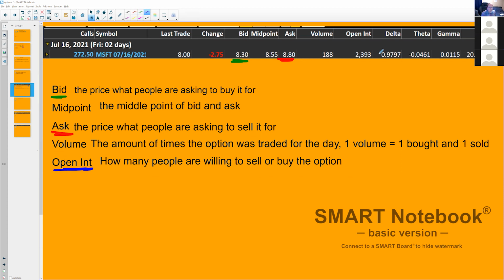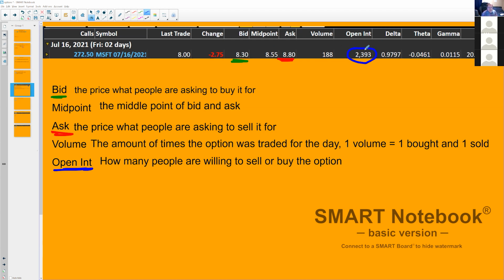So this right here means there's currently 2,393 contracts that want to be purchased. They're interested in buying it, but it may not fill the criteria of what the bid or the ask is.